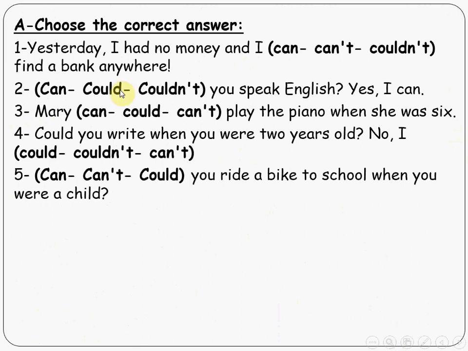Now it's your turn. Yesterday I had no money and I can't, couldn't find a bank anywhere. Okay, first, this sentence is in the present simple or in the past simple? Excellent, it's in the past simple. And in the past we use can or could. Okay, we use could. So here, I had no money and I couldn't find a bank anywhere.